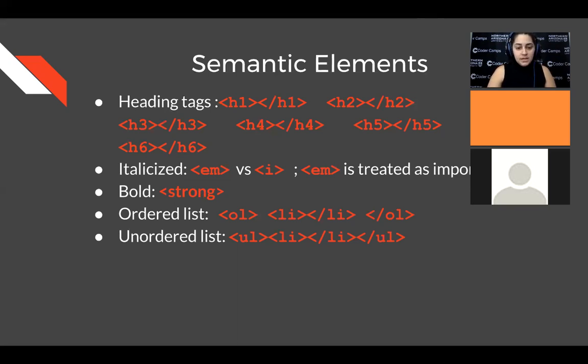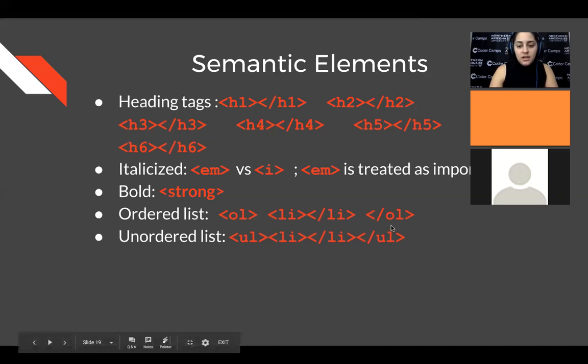You have ordered lists and unordered lists, and they are the same format. The difference between the two is that an ordered list is going to be numbered, so 1, 2, 3, 4, 5. An unordered list is going to be bullet points. So you're just going to see little bullets.